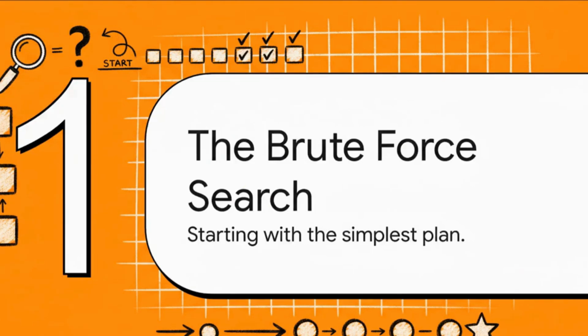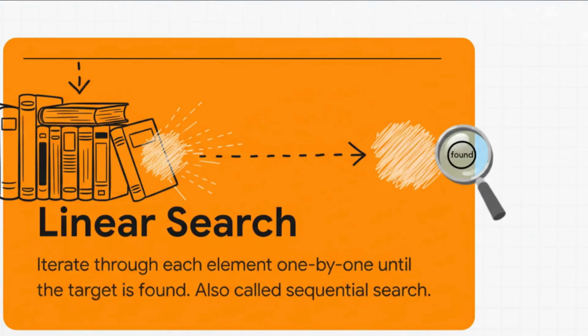So our journey starts with the most intuitive strategy you can possibly imagine. When you've lost something and you have no idea where it is, what's the first thing you do? Well, you start at the beginning and you check everything one by one. This is what we call a linear search. You can picture it like you're looking for a specific page in a book, but the book has no table of contents. Your only option? Start at page 1, flip to page 2, page 3, and just keep going until you find it. That is linear search in a nutshell.